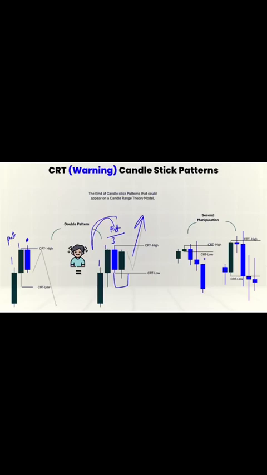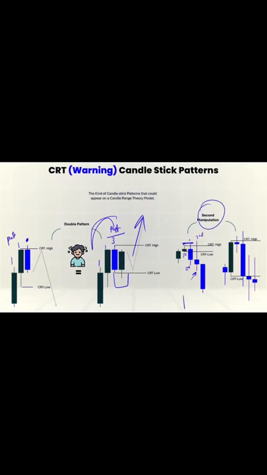Now let's look at the second manipulation. At this point, we are focusing entirely on this second manipulation. Here we have the candle range theory structure. Price manipulates this high using this candlestick. This is your first candle, your second candle, and then the third candle. Naturally, you'll be looking to enter the market on this third candlestick, but price trades above this level. When you see something like this, don't panic, guys. If you watch this video until the end, you'll understand why this concept is so powerful.